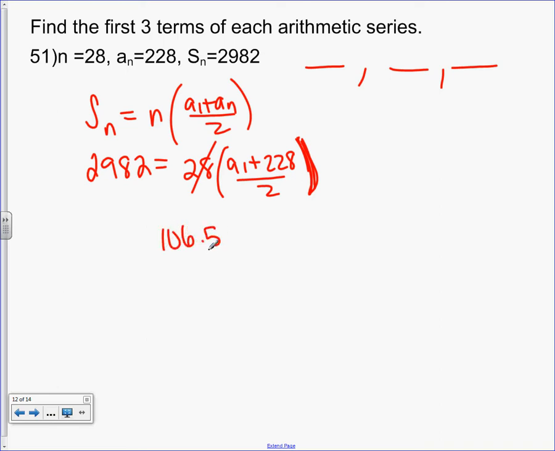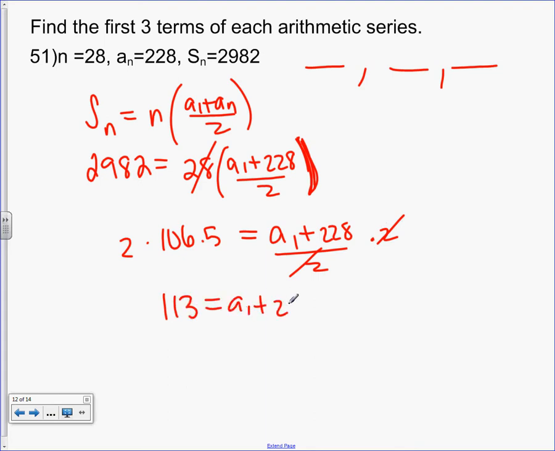I did it on my calculator. Is that right? Can you guys check that? Thank you. So a sub 1 plus 228 all over 2. So now what do we do? Multiply by 2. And what's that? 213 equals a sub 1 plus 228. Oh, 213, sorry. And then do what? Subtract the 228 and you get negative 15, which is correct.